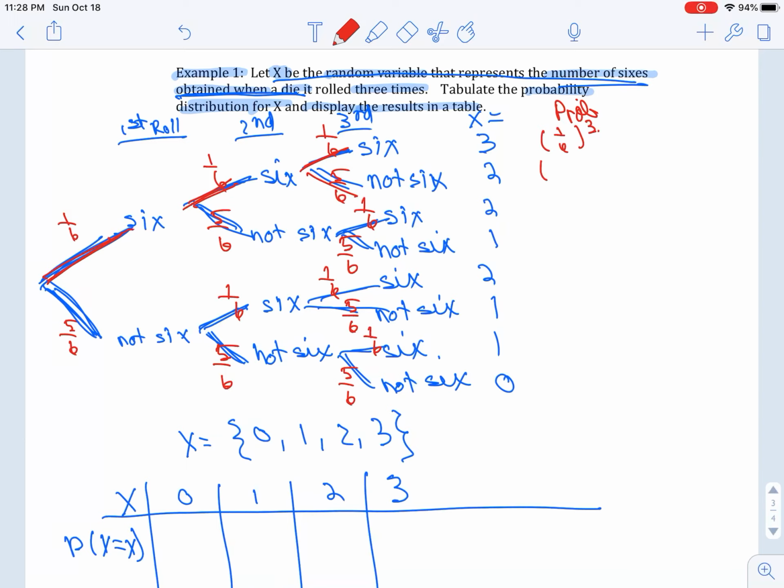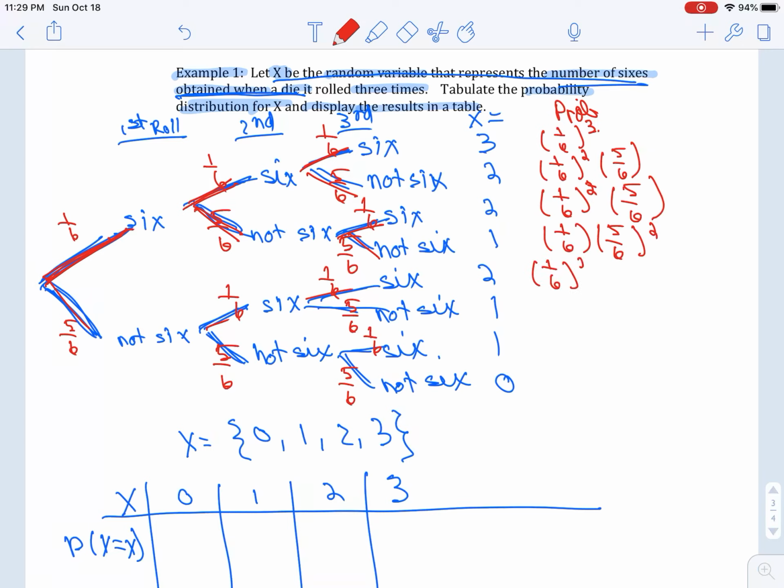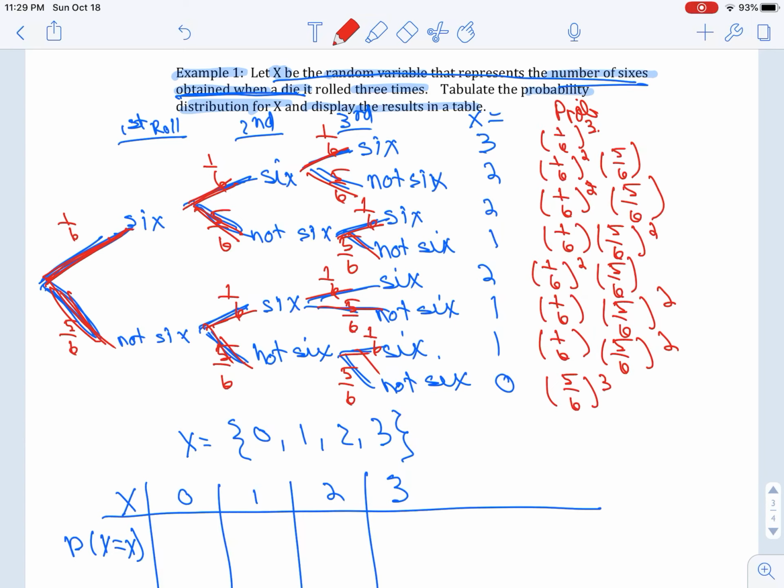The next one's going to be 1/6 times 1/6 times 5/6. So 1/6 squared times 5/6. The next one's going to be 1/6 times 5/6 times 1/6. So 1/6 squared, whoops, times 5/6. The next one is only 1/6. So 1/6 times 5/6 times 5/6. So it's 1/6 times 5/6 squared. All right, the next one we have not 6, 6, and 6. So that's going to be 1/6 squared times 5/6. The next one has 2 not 6s and only 1/6. That's 1/6 times 5/6 squared. The next one is not 6, not 6, and 6. So that's 1/6 times 5/6 squared again. And then the last one, all 3 not 6s, 5/6 to the third.